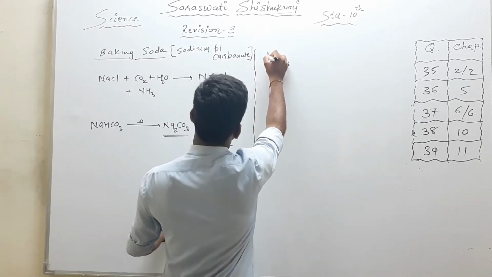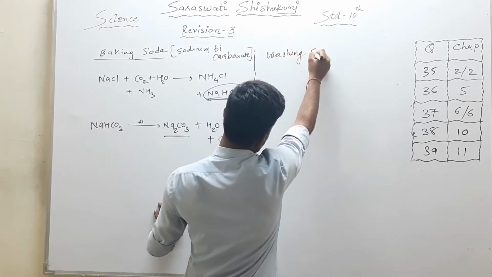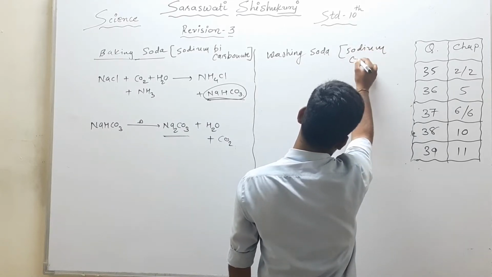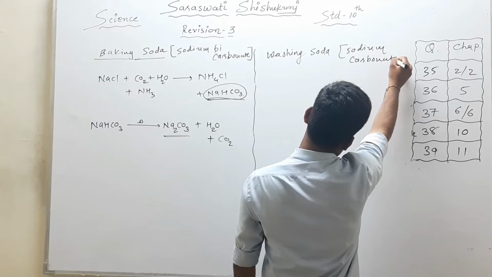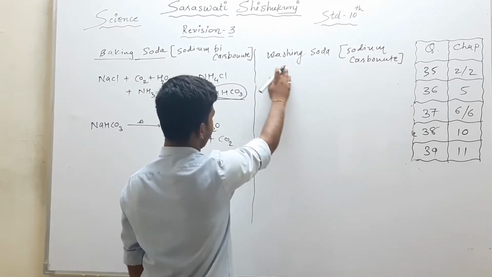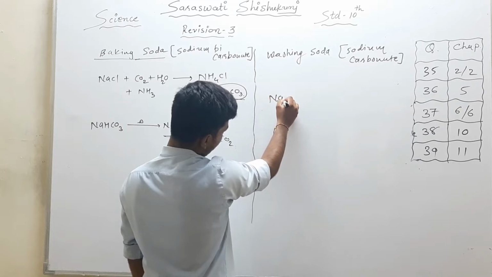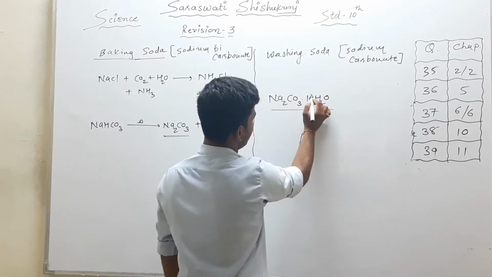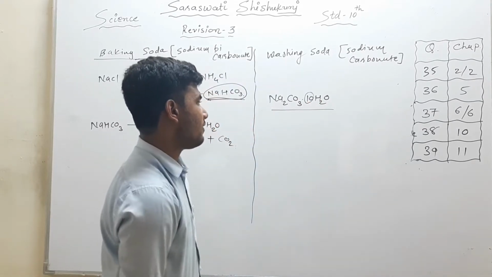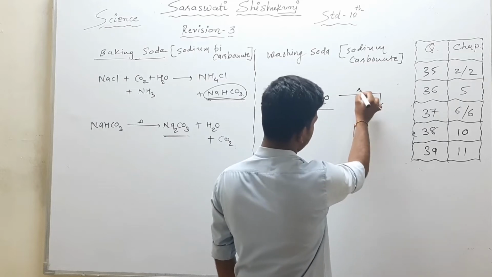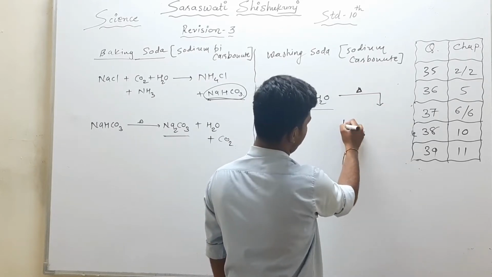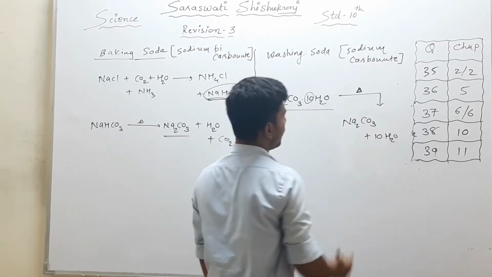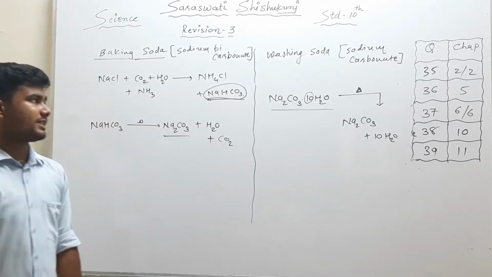We can also think about washing soda. Washing soda means our sodium carbonate. Now how is the sodium carbonate prepared? Na2CO3 into 10H2O, sodium carbonate decahydrate, will be our washing soda. When we heat this, there will be removal of the water of crystallization like this: Na2CO3 plus 10H2O. Okay, so this way we can also understand the washing soda.